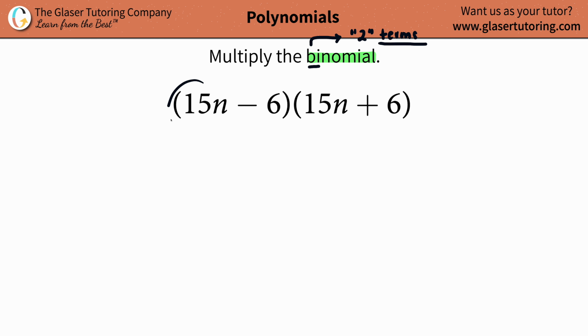So if I look at one of my parentheses, I do see that I have 15n minus 6. And these are our two terms. 15n has the variable in it, and the minus 6 doesn't have a variable, so they would be classified as two different terms. And the same thing with the other one as well. So I'm just going to take my 15n minus 6 and multiply it by 15n plus 6.